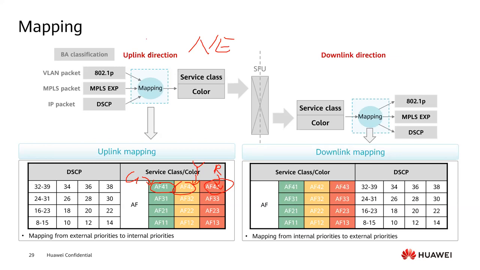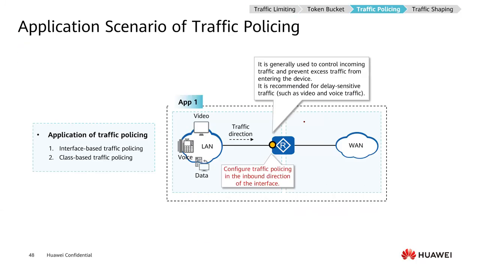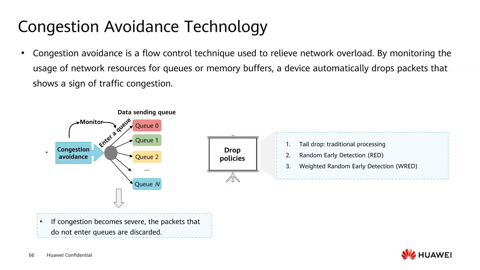And for now, when you do the mapping, the device only gives the packet a color. It does not mean that the AF41 green color drop rate must be higher than yellow or must be higher than red. It just gives the color. That's all. So what is the color used for? Later, when we do the congestion avoidance.